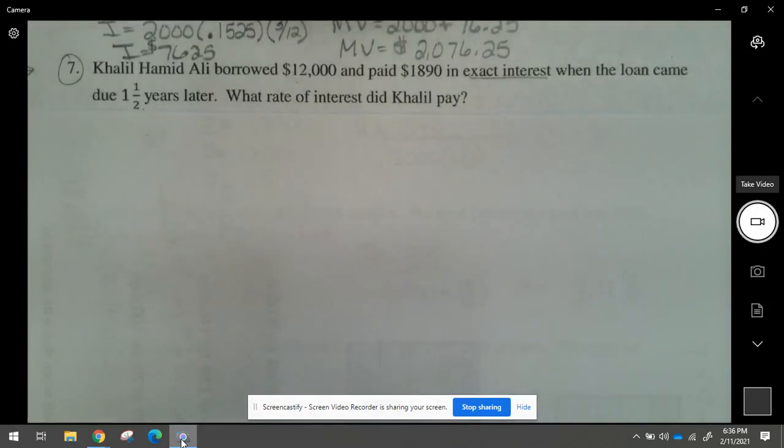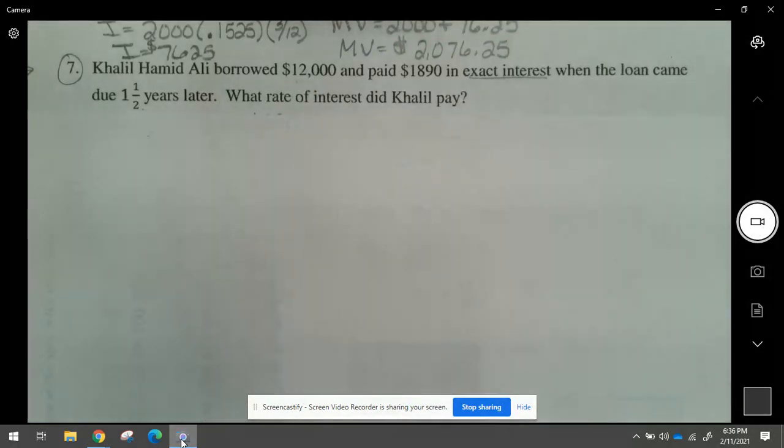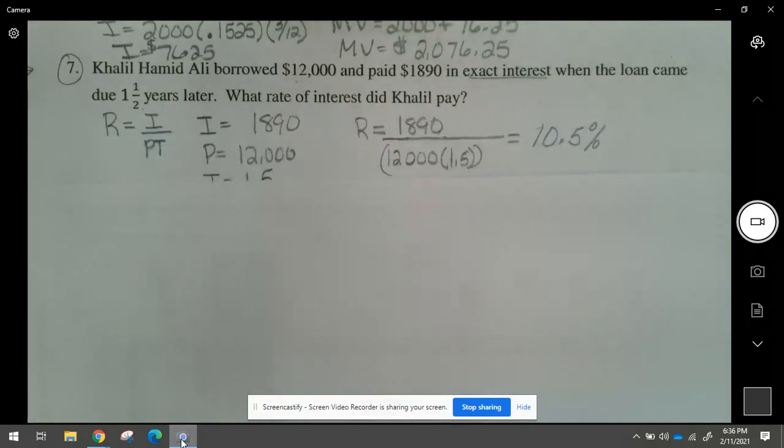Okay, we're on number 7 now. Khalil Hamid Ali borrowed $12,000 and paid $1,890 in exact interest when the loan came due 1.5 years later. What rate of interest did Khalil pay? Well, we're going to set up our formula for finding the rate. We know everything else, so we're going to make our formula, and here's my work. I've already done these, so it'd go a little faster.